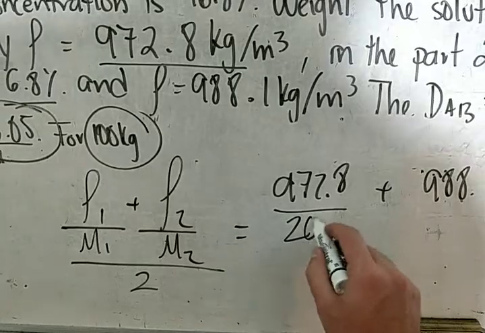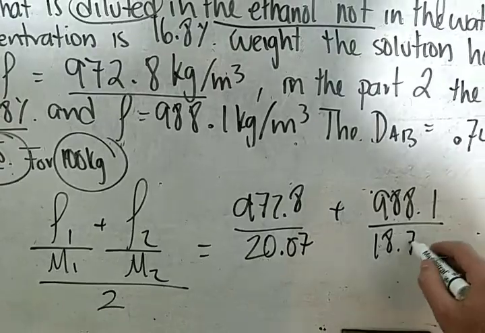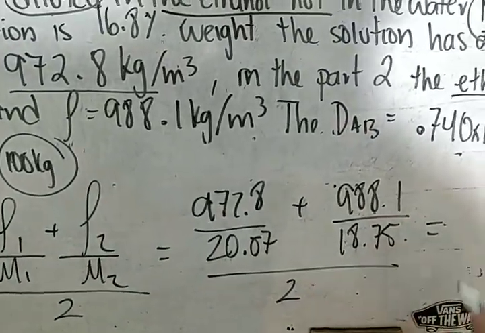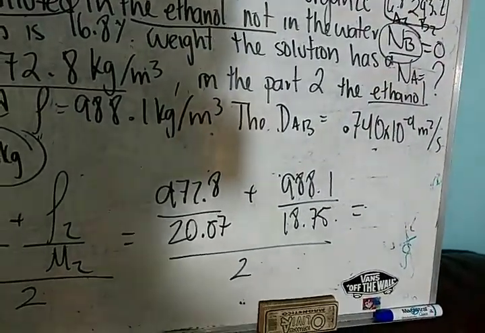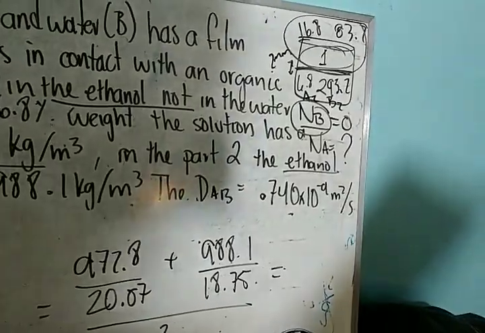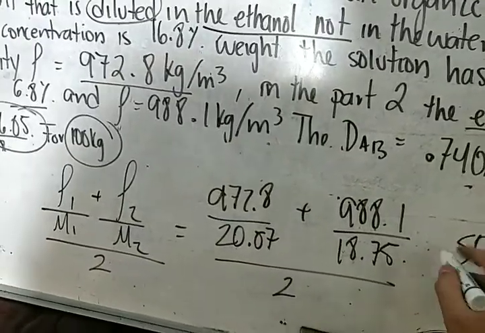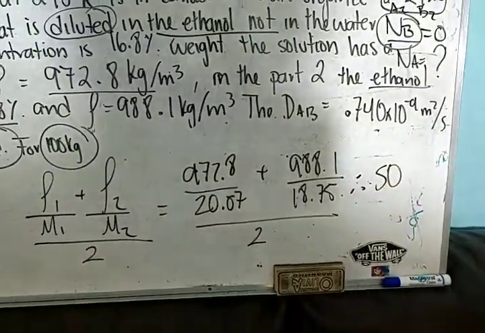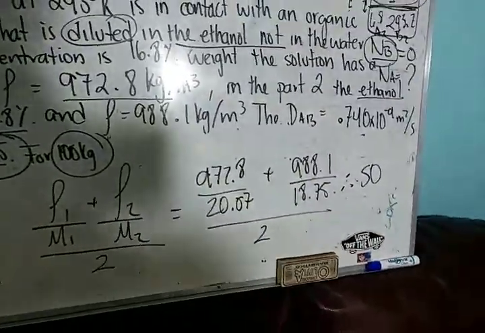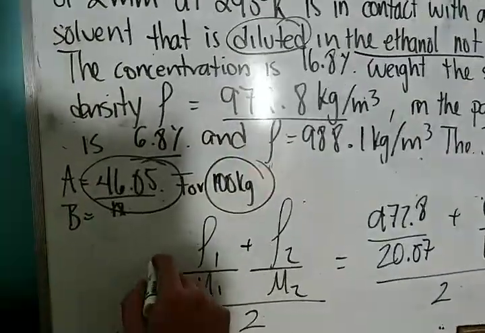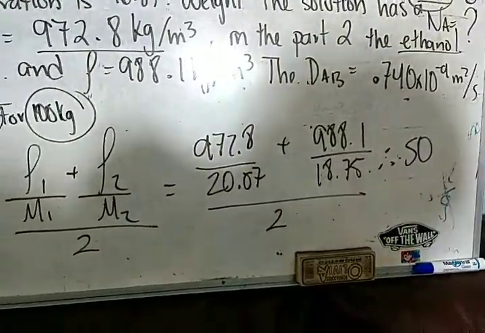m1, that is 20.07, and 18.75. All those things are divided by 2, and everything is going to give us a result of 50. Let's think, because maybe you're going to find a result that is pretty similar, 49 or 51, and it's okay. When we already know this detail, we already know the concentration. Remember that this is how we measure the final concentration.